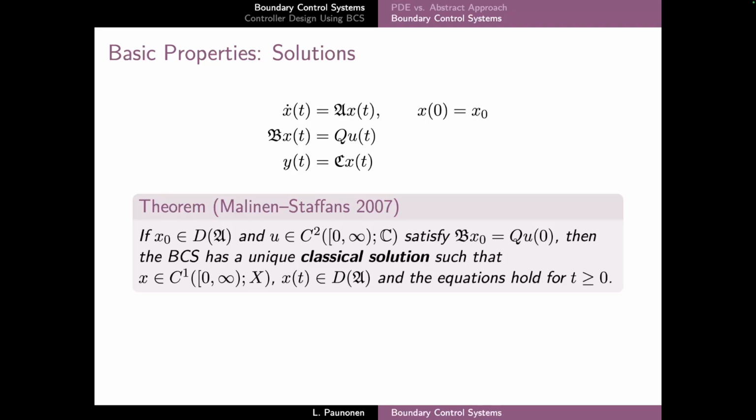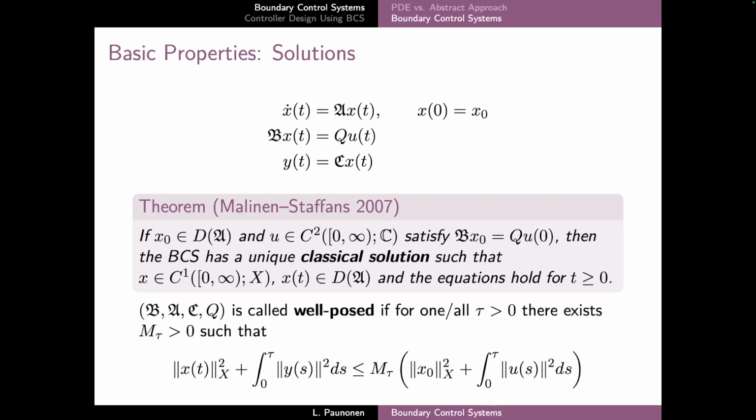And with these classical solutions, we can define the so-called well-posedness of our boundary node. We say that a boundary node is well-posed if the state and output of this system depend continuously on the initial state x0 as well as on the input of the system. And this coincides exactly with external well-posedness of any PDE system or any other abstract class of systems.